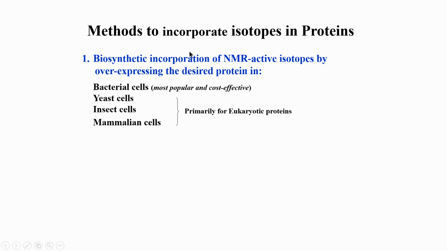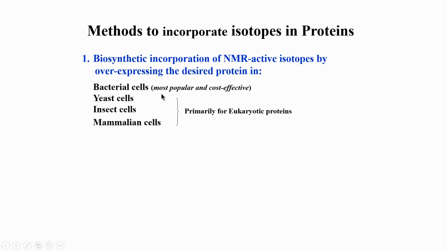So, what are the different methods to incorporate isotopes in proteins? There is a variety of methods. The most important, the first approach, is what is called biosynthetic incorporation of NMR active isotopes by overexpressing the desired protein in bacteria. Overexpressing means expressing the protein. Our protein of interest should be produced by bacteria or yeast or insect or mammalian cells. You can see there are different types of cells which can be used.